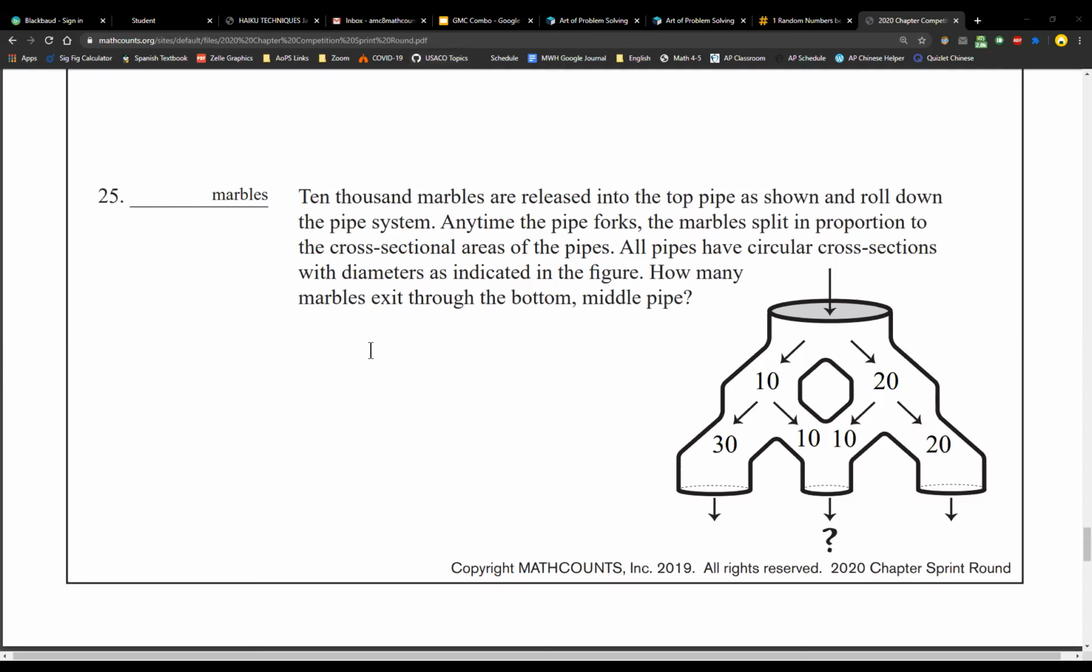All right, I'm probably gonna get this wrong, but whatever. I don't know the answer. I'm doing these questions for the first time too.